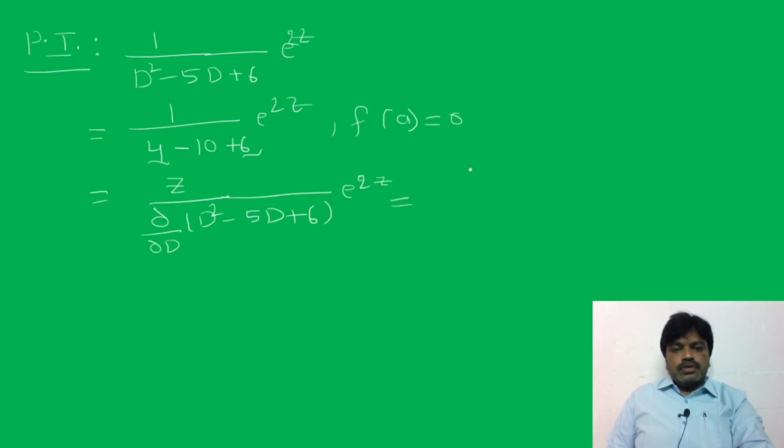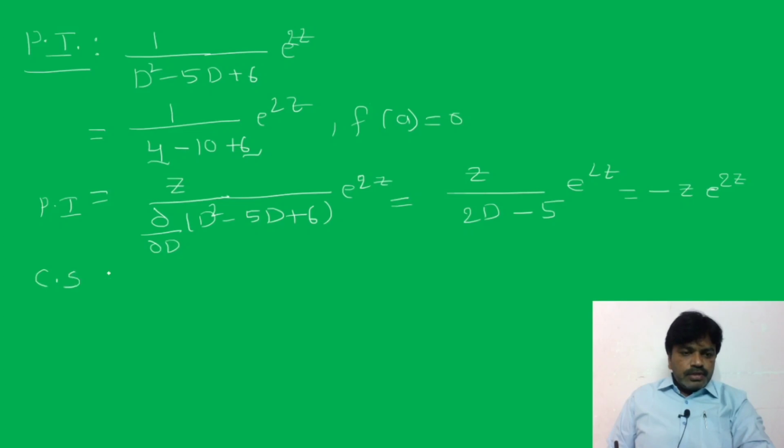That is equal to z by dou by dou D of D square minus 5D plus 6. We get 2D minus 5, the derivative of D is 1, and the derivative of 6 is 0, into e power 2z. Replace D by 2: 2 2s are 4, minus 5, so we get minus z e power 2z. This is the particular integral.